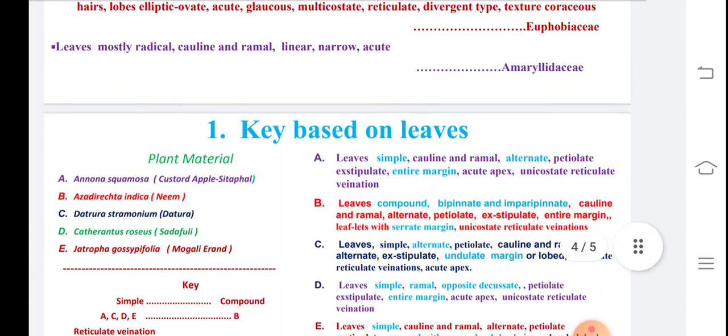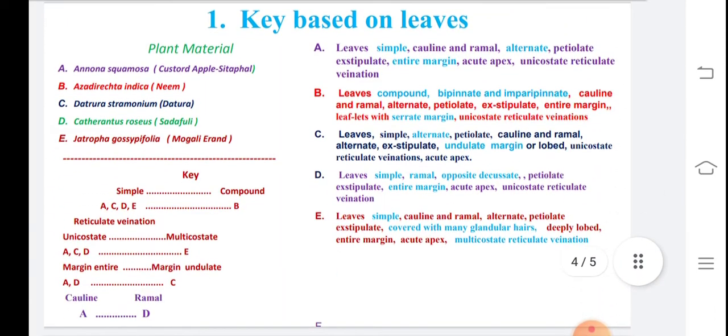Then I have selected one example, the key based on the leaves. Just see in the left hand above corner, 5 examples are there: Annona squamosa, sitaful, custard apple, Azadirachta indica, B material, neem, then C material, Datura stramonium, Datura, and Catharanthus roseus, Sadafuli, and Jatropha gossypifolia. The name of the plant is not expected. Only A, B, C, D, E are given. In 5 plants you have to prepare the key.